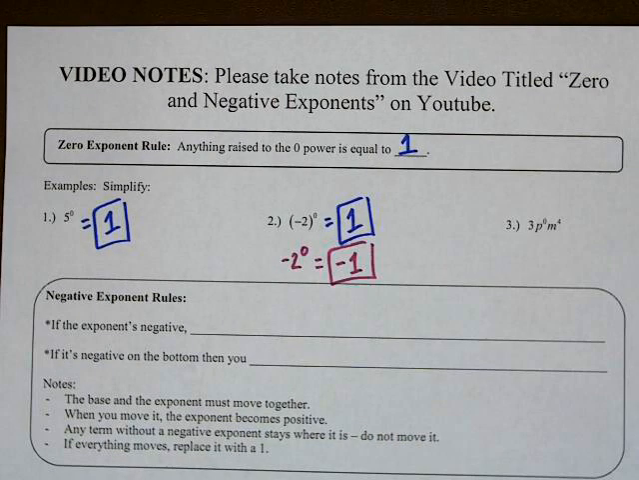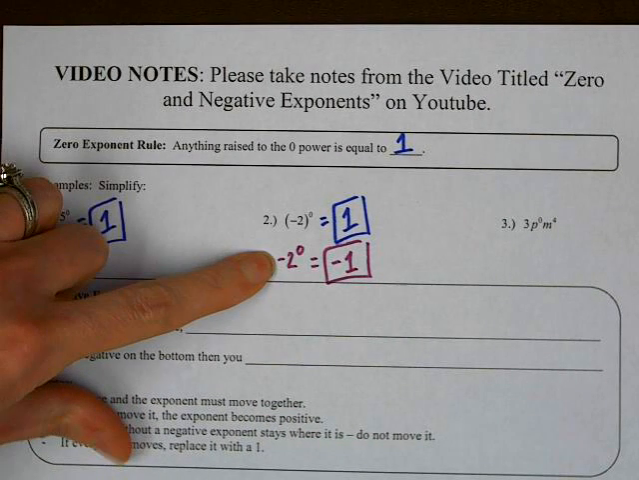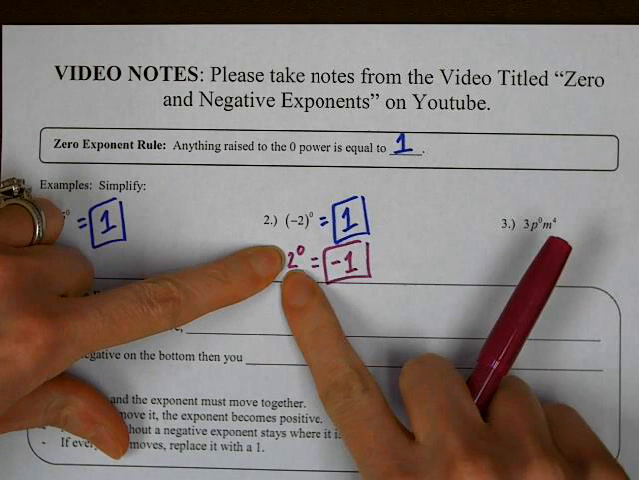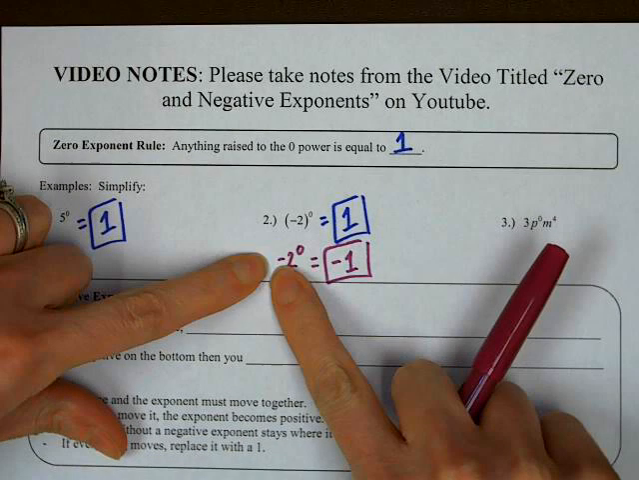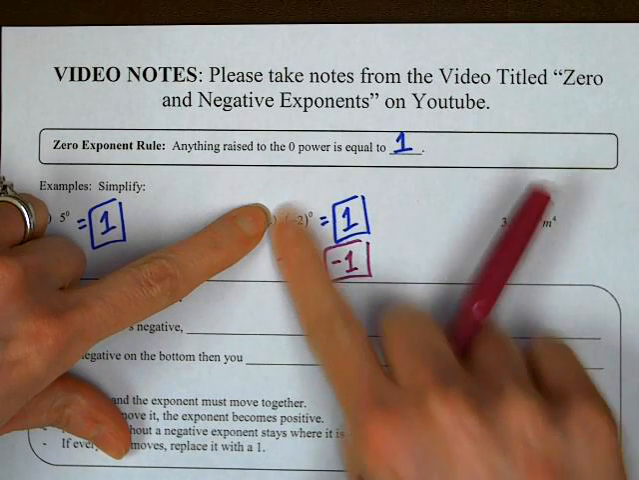So just a heads up, whenever you guys have parentheses, make sure you put them in the calculator, because if it's on the outside, it's really saying, well, 2 to the 0 power is 1, but then it's negative. So that would be negative 1. This is just the whole thing becoming 1.